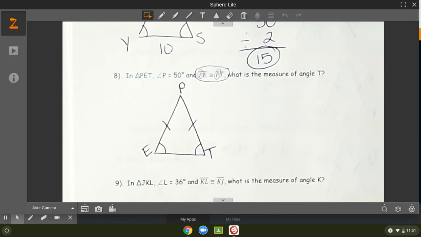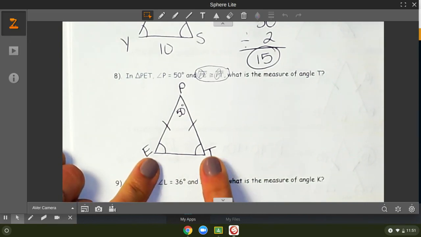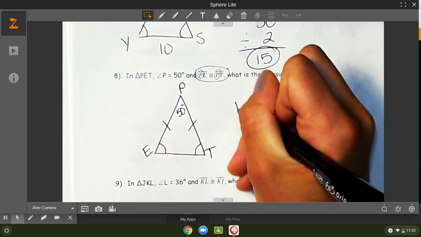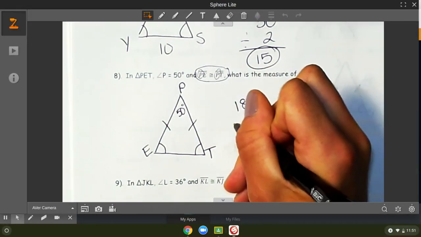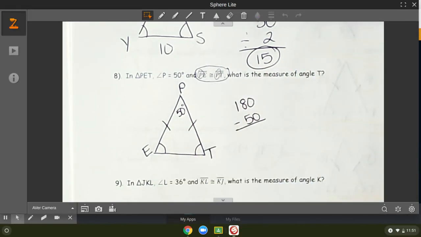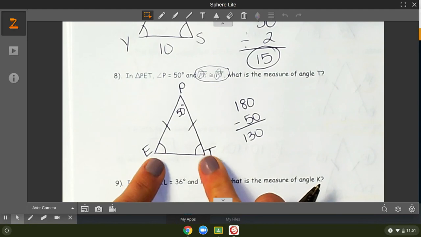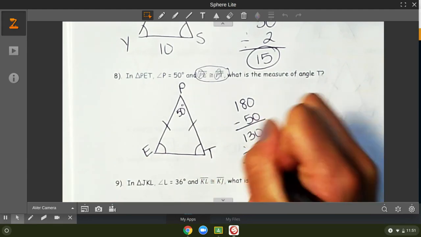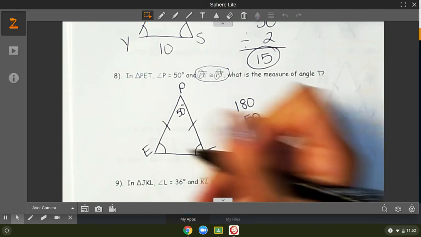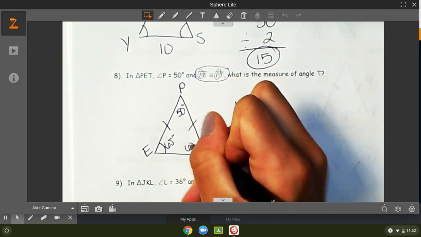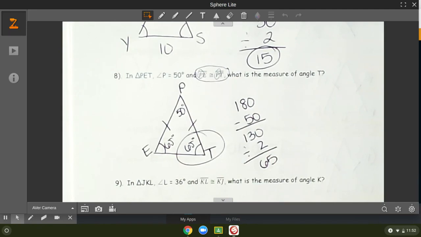Now that we have our picture, we can fill in the other information. So angle P is 50 degrees. We want to find the measure of angle T. Now, angle T is missing and angle E is missing. However, both of those are equal to each other. So I'm going to take the angles of a triangle, which is 180, and subtract off the 50 degrees that I know are already being used, and I get 130. So there's 130 degrees, but there's 2 angles left, and they're equal. So I'm going to divide it by 2, and we're going to get 65. So each of these angles is 65 degrees. And we've got our answer.